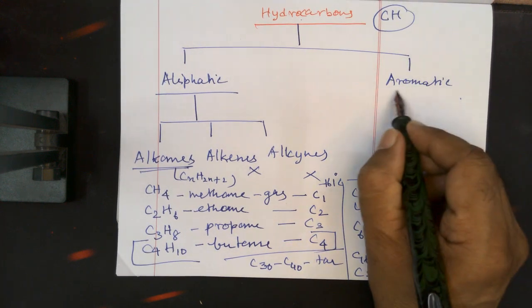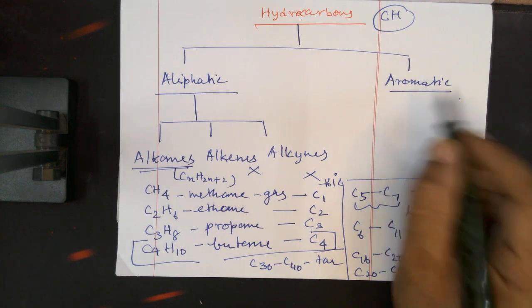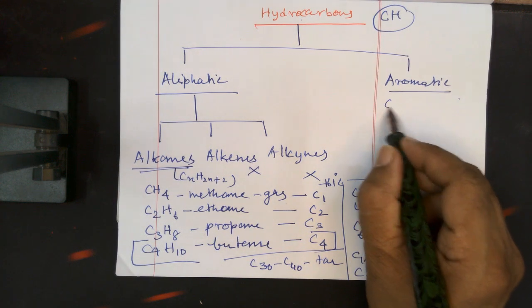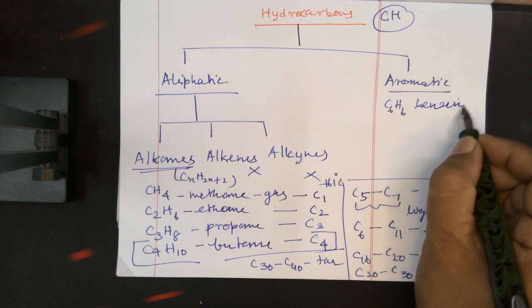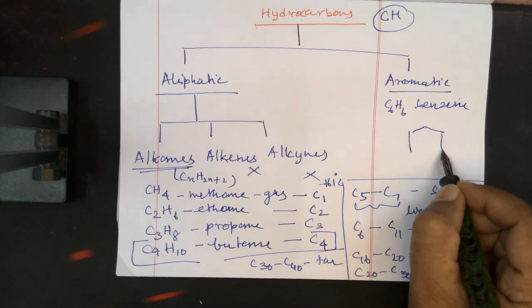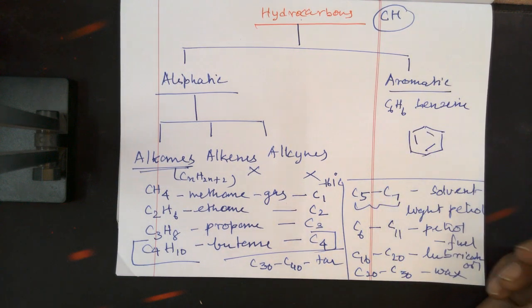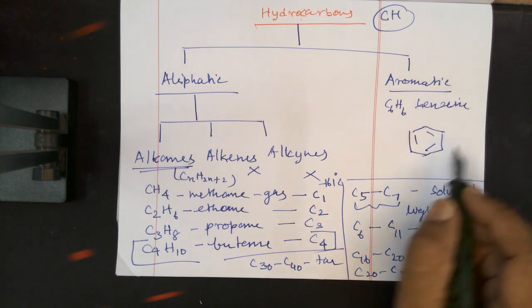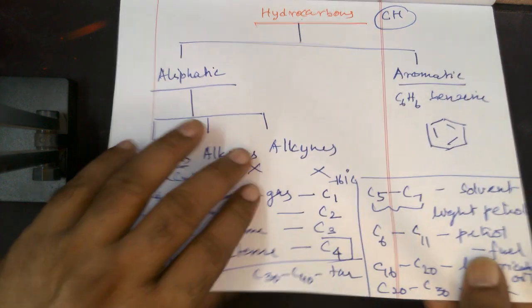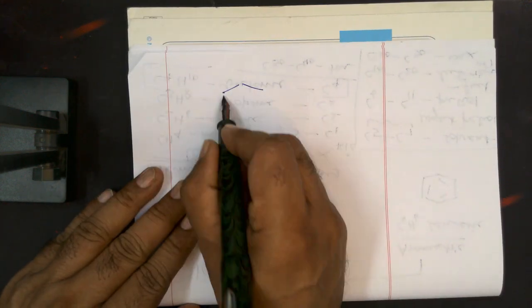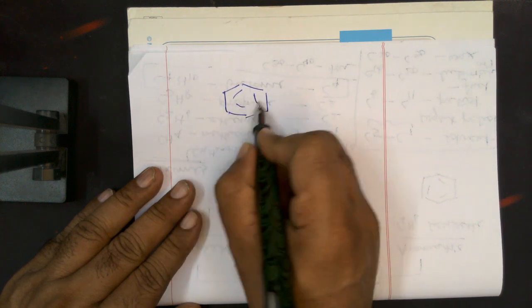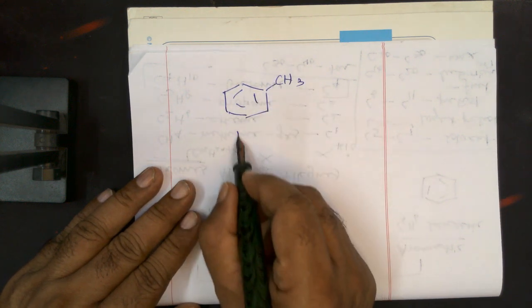Then when we look at aromatic hydrocarbons, we can start with benzene. C6H6 is benzene. It will have a structure like this, with alternating double bonds. So C6H6, benzene. And if you have one methyl group, then it is called toluene. This is also aromatic. This is toluene.